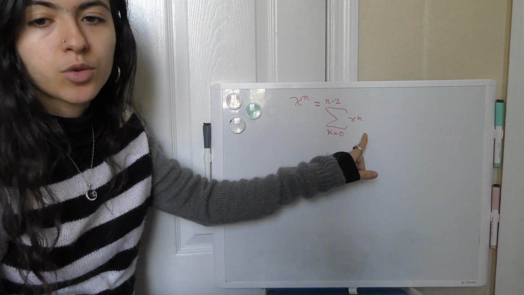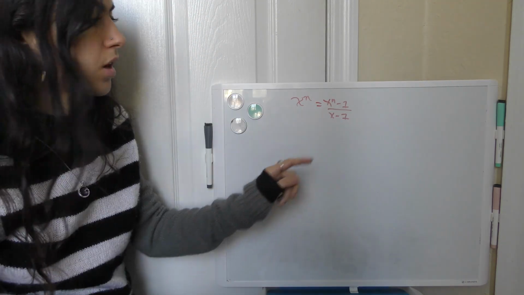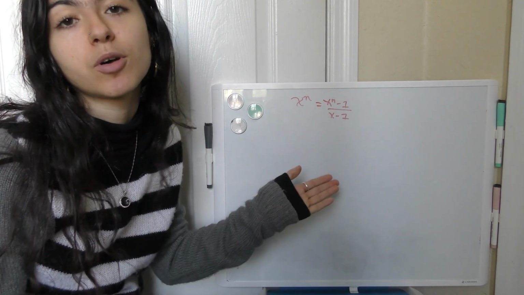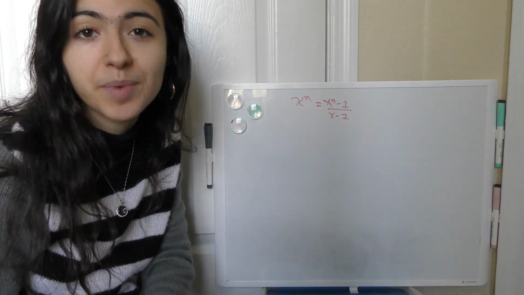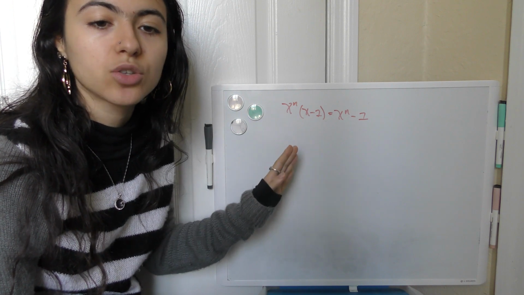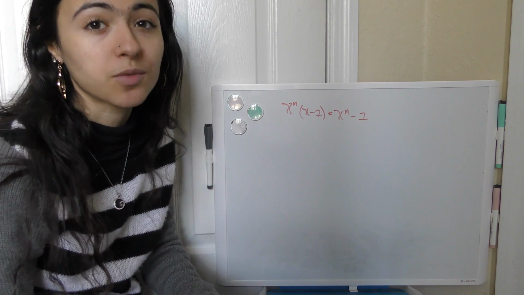This series on the right-hand side can be expressed compactly as this. The summation can be expressed as this closed formula. Let's multiply each side by x minus 1. Now let's move the x to the n on the right side to the left side. Factor it out and multiply each side by -1.